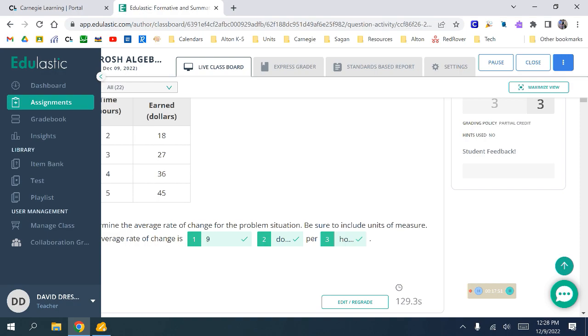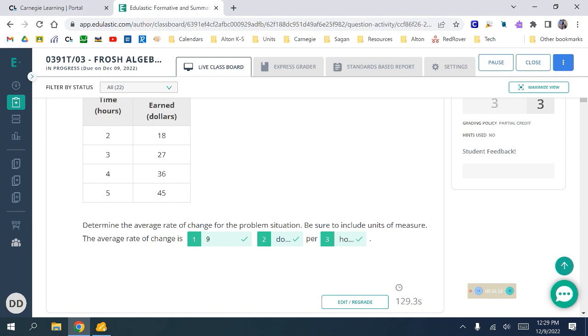I'm doing my changes. Using maybe my calculator. 18 to 27 is 9. 27 to 36. 36 to 45. Plus 1, plus 1. 9 divided by 1 is, that's where that 9 is coming into play.